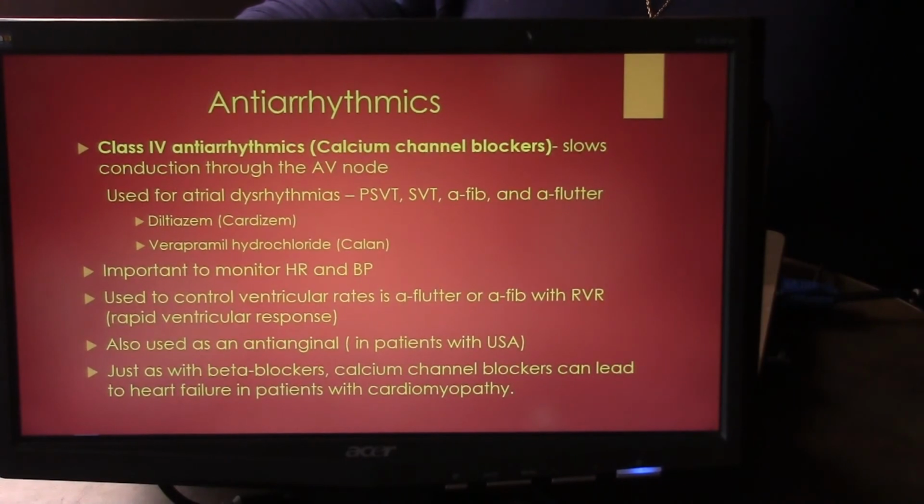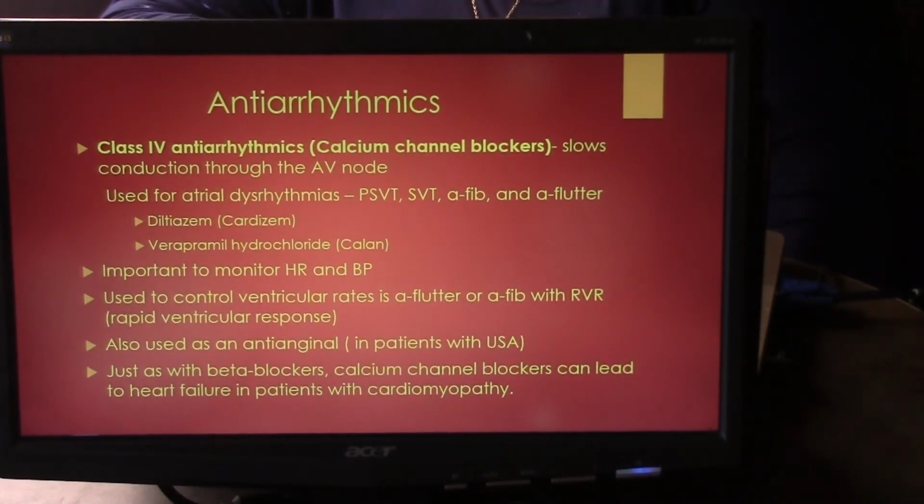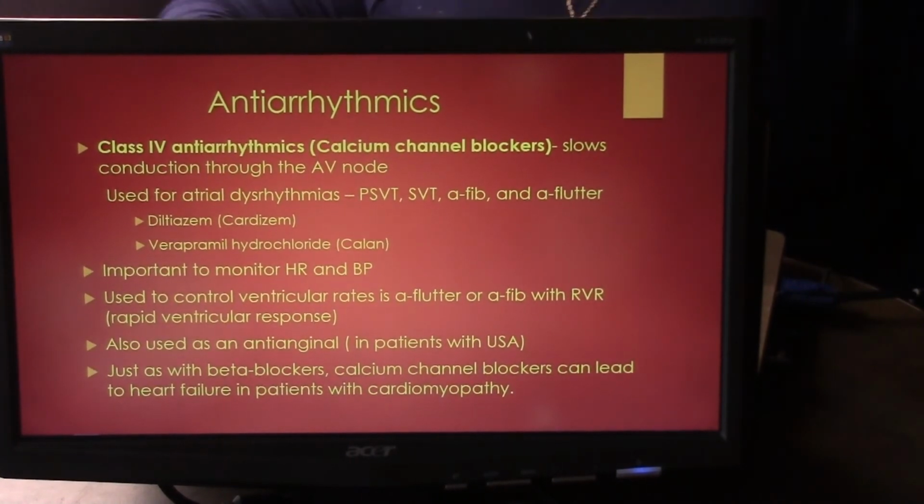It's always important to monitor the heart rate and blood pressure of a patient who's receiving any antidysrhythmic. Calcium channel blockers, like I said, are used to control the ventricular rates in those in A-flutter and A-fib. On a chronic care basis, they're used as anti-anginals in patients with unstable angina. And just as with beta blockers, calcium channel blockers can also lead to heart failure in patients with cardiomyopathy. It can also improve the heart's myocardial oxygen consumption or demand, but too much of a good thing can lead to worsened failure.